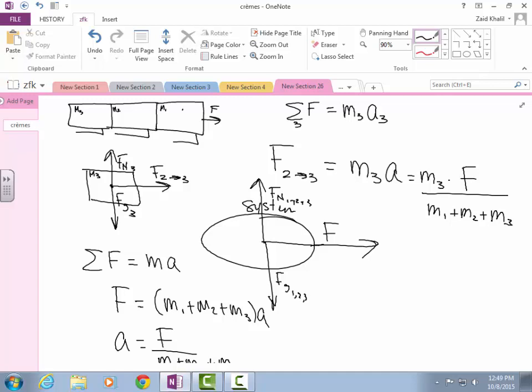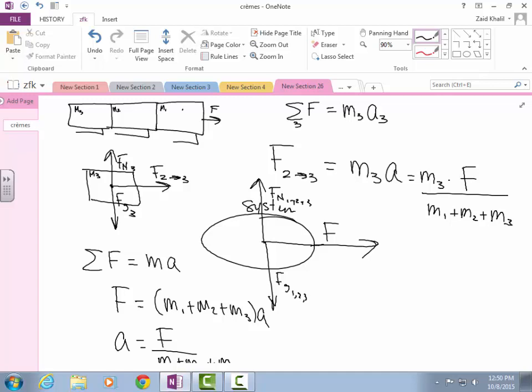So what is this showing you? This is showing you that net force is allocated how? Proportional to the mass. Net force is allocated in proportion to mass. It's a very, very important point when you're actually going to solve problems quickly.